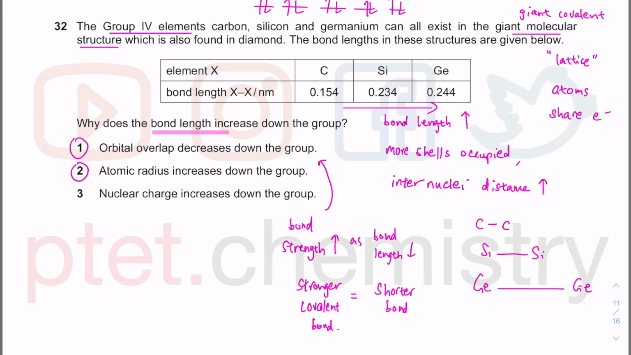Number 3, your nuclear charge does increase down the group, but having said that, that should surely make the size get smaller as it pulls them closer together, but it doesn't. In fact, the size is getting bigger because of more shells occupied. In reality, your shielding will have increased significantly going down the group. So only 1 and 2 are correct. Therefore, there must be statement number B there.